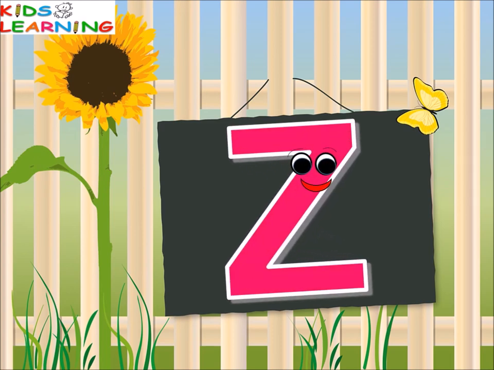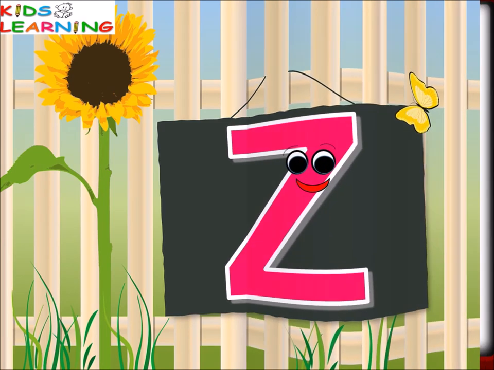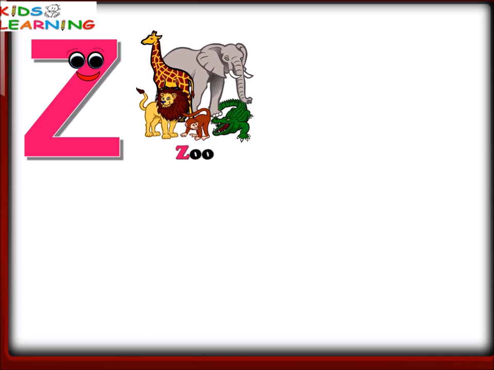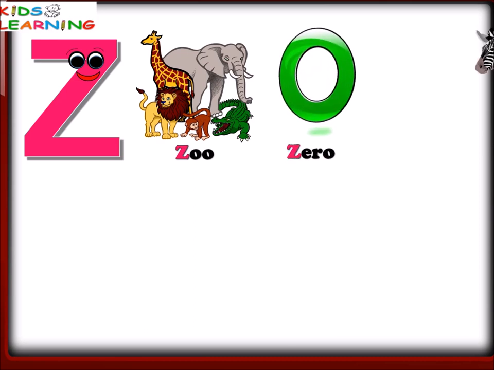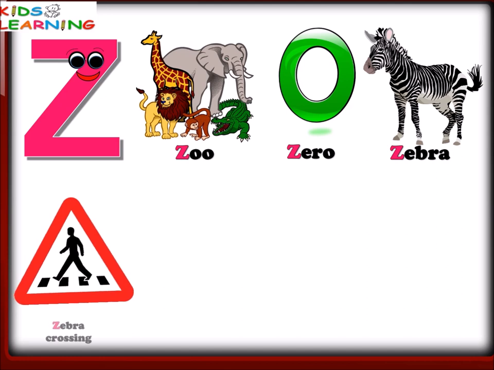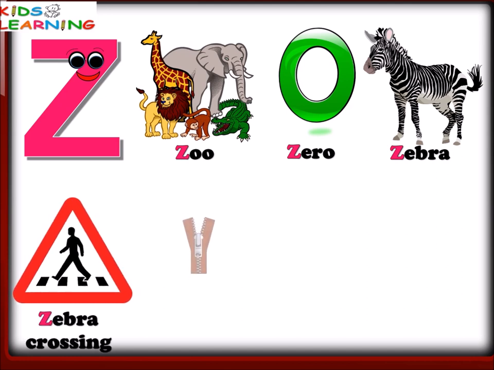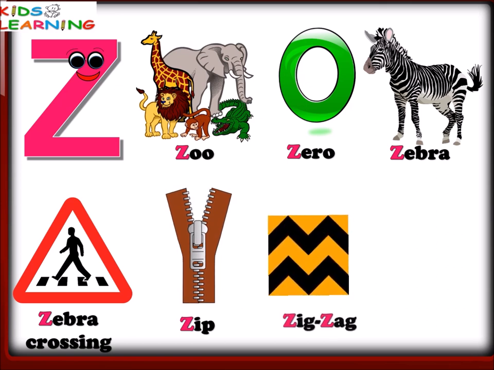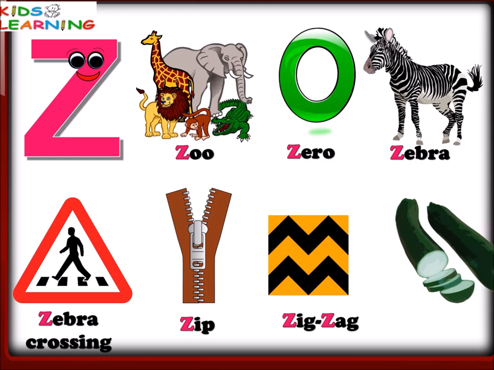Z. Z is for zoo. Zero. Zebra. Zebra crossing. Zip. Zigzag. Zucchini.